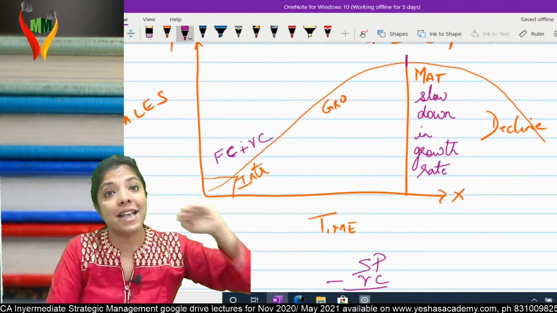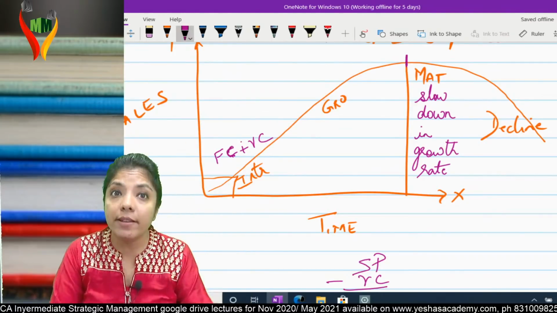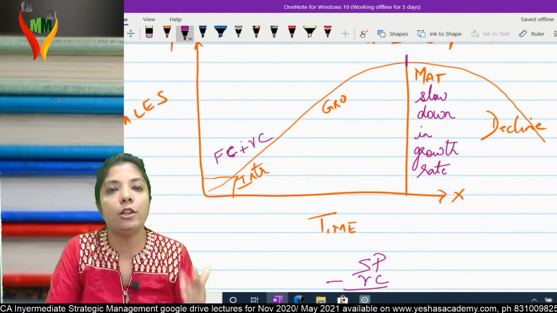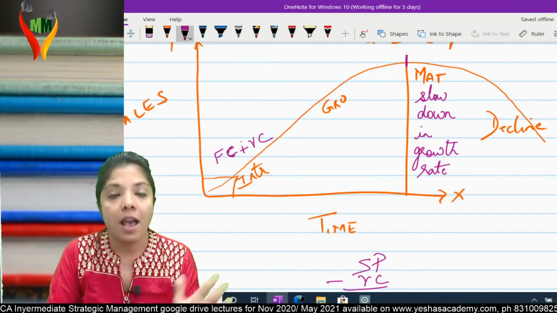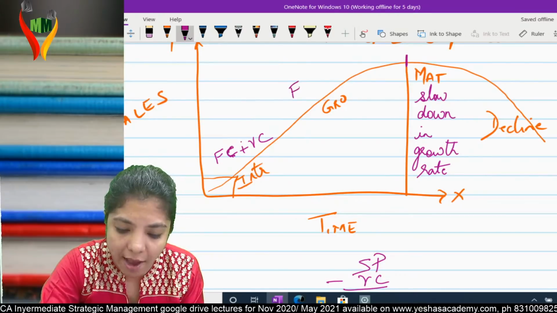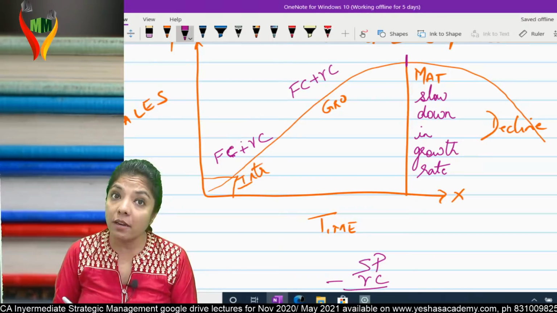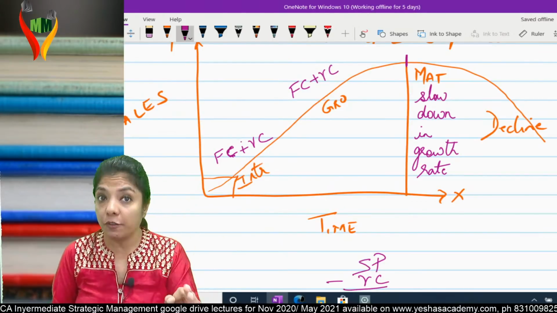So in the introduction phase, I have fixed cost. In the growth phase, what happens? Demand increases, and to meet the demand, I need to further go for plant and machinery. I have to further invest into fixed cost. So here also I have to incur fixed cost and variable cost. Am I clear?